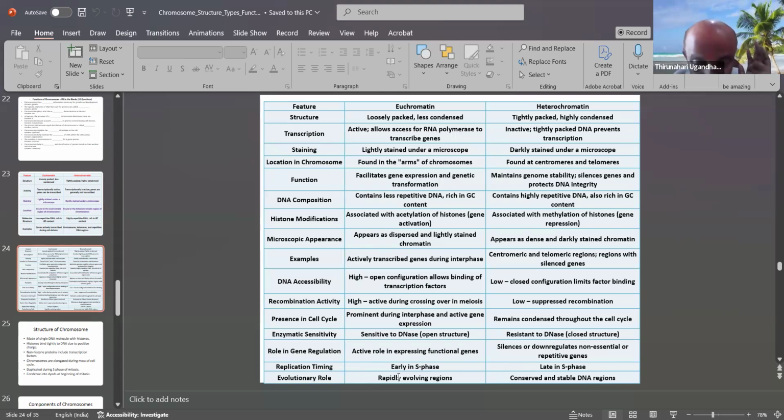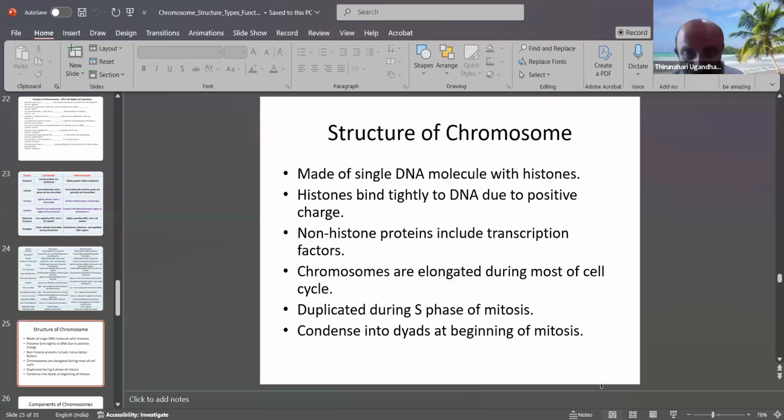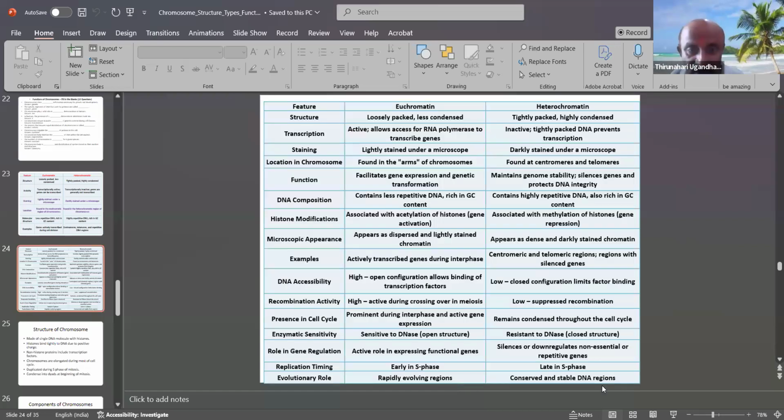Replication time: euchromatin replicates early in S phase, but heterochromatin later in S phase. Evolutionary role: euchromatin regions are evolving regions, while heterochromatin regions are stable DNA regions. So this is the complete differentiation between euchromatin and heterochromatin.